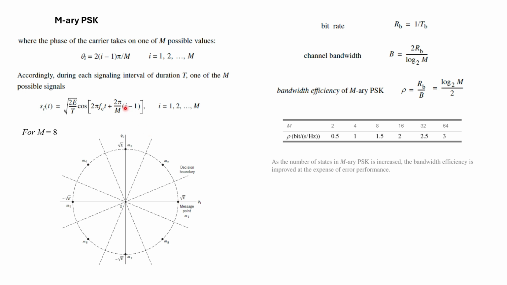For i equal to 2, 2 minus 1 is 1. So 1 into pi by 4 is pi by 4. Similarly, for i equal to 3, 3 minus 1 is 2.